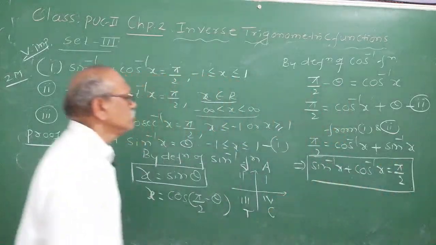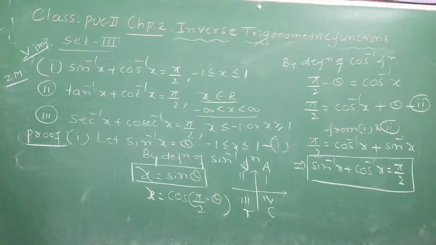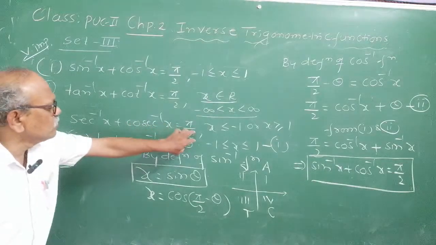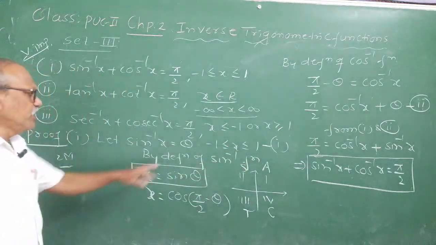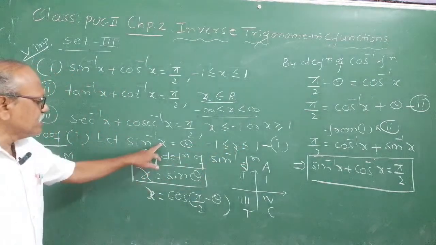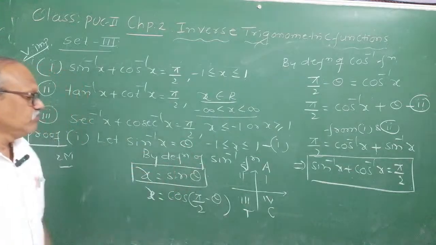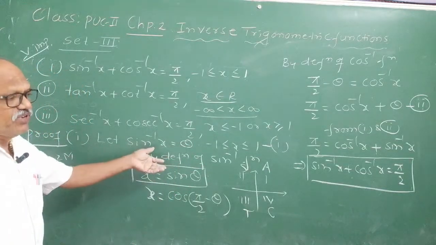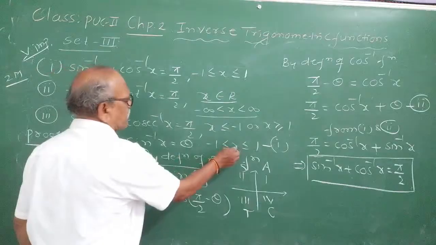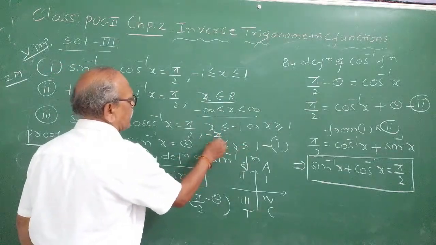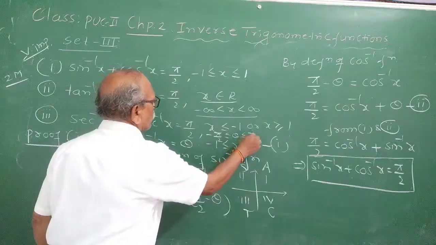I hope you understood. Any doubts in this? This is how you can prove. Suppose the question in the theory will appear for 2 marks. First step is assume that sin inverse x is equal to theta. Then by definition, because restriction holds good, you can write x is equal to sin theta. Otherwise, you cannot, because the inverse trigonometric function exists if and only if it is 1 to 1 and onto. It is 1 to 1 and onto when x is -1 to +1 and angle theta is minus pi by 2 to plus pi by 2.